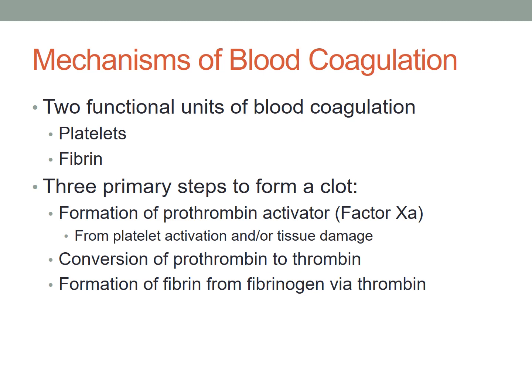So platelet activation or tissue damage initiates the process of forming factor Xa, which we'll review in the next couple slides. And we need prothrombin activator or factor Xa because it converts prothrombin to thrombin. And thrombin is important because it transforms fibrinogen to fibrin, which is the essential ingredient needed to reinforce the clot for long-term effectiveness.